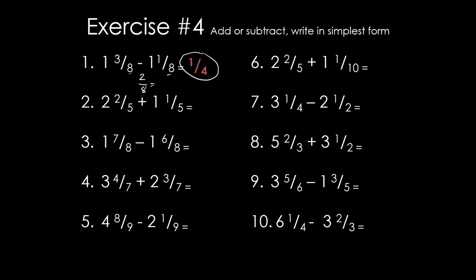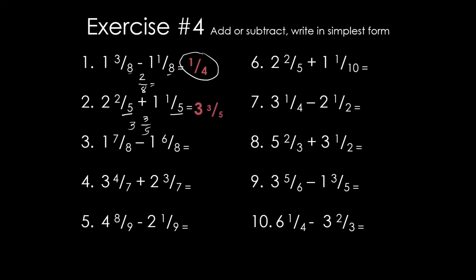So this time, let's treat it separately. Add muna natin si 2 fifth at si 1 fifth. 2 fifth plus 1 fifth is 3 fifth. And then, i-add natin si 2 and si 1. 2 plus 1 is 3. So our answer is 3 and 3 fifth.